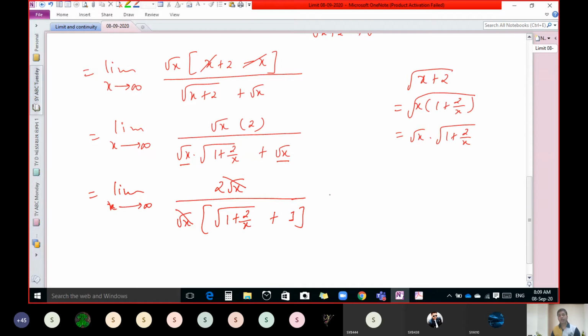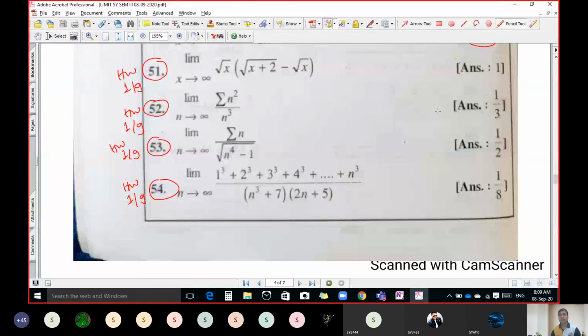And now put x equal to infinite. So here 2 as it is. Here root of 1 plus 2 upon infinite, which is 0, plus 1. So this is 2 upon root 1 plus 1. We know that root 1 is what? 1. So 1 plus 1, that is what? 2 upon 2, and that is nothing but what? 1. So 1 is the final answer for question number 1.